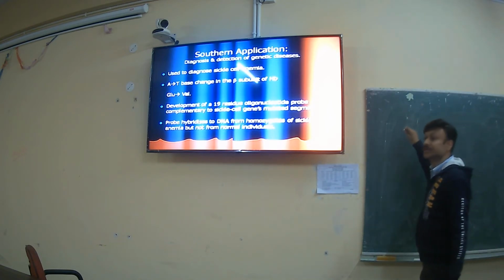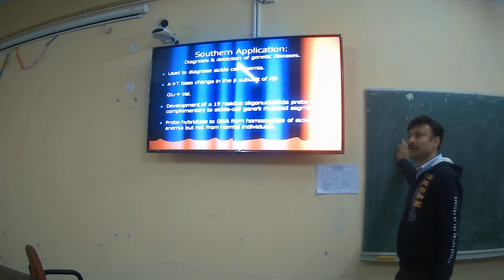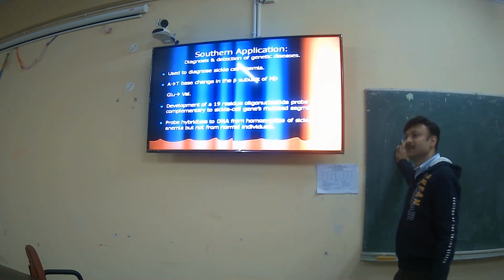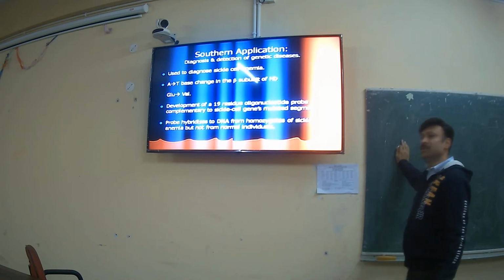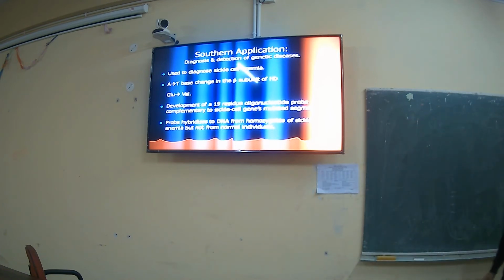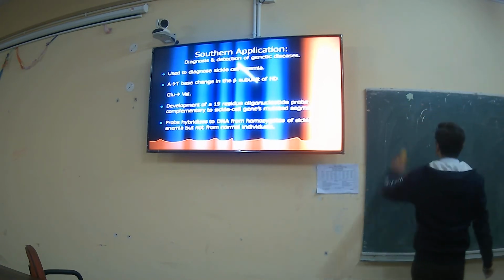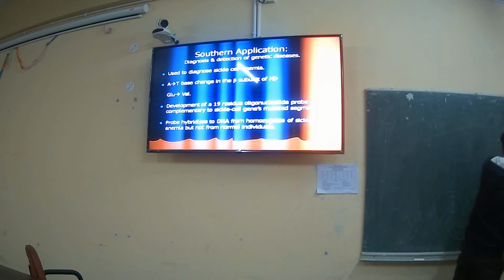Oh, sorry, which type of mutation? Nonsense. One single base pair change. So this one is which type of mutation? Point mutation. Point mutation is further divided into two types.